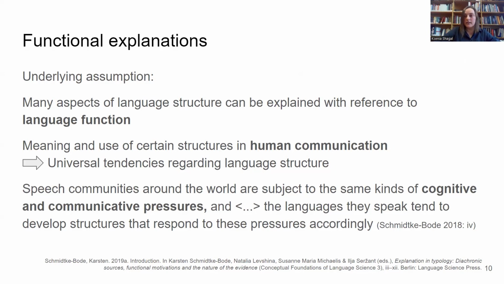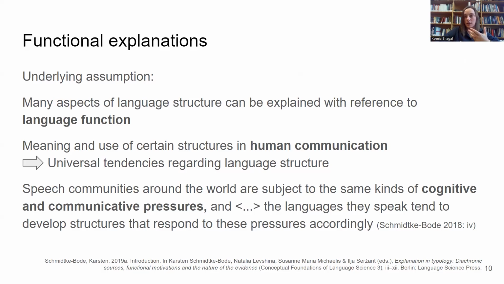And well, the idea is that speech communities around the world are subject to the same kinds of cognitive and communicative pressures, and the languages they speak tend to develop structures that respond to these pressures accordingly. So that is the reason why the patterns we observe are universal or almost universal.